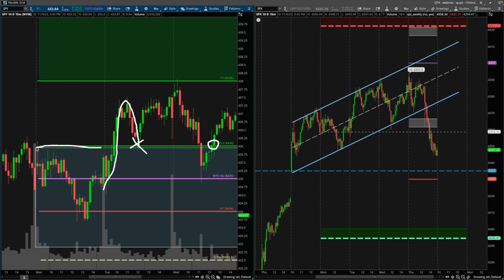It is also retesting all of this open interest. This whole zone, remember, is the high open interest heat map. So there we go. Here goes another opportunity, scalping back up to the high of day.